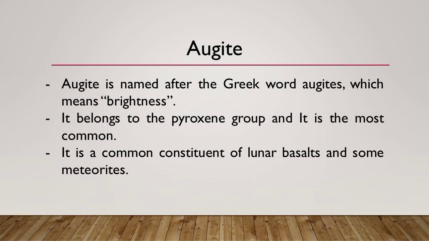Next, ito daw ay kabilang sa pyroxene group at ito daw yung isa sa pinaka-common or madami. Next is isa ito sa mga nabubuong elements mula sa mga meteorites at iba pang mga bagay na matatagpuan sa buwan.